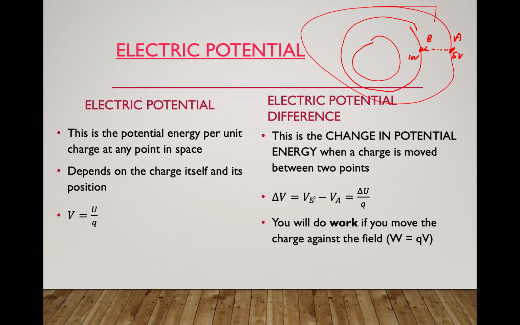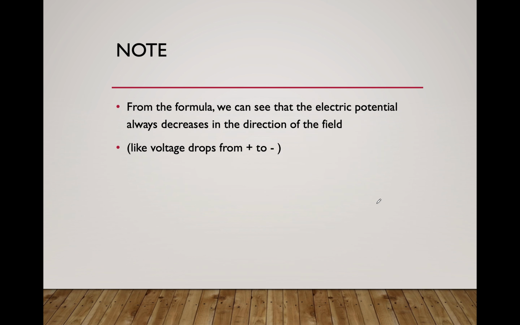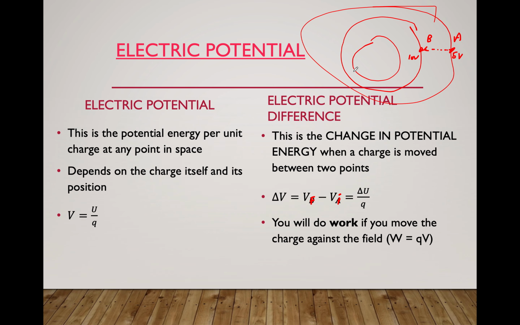V_B minus V_A, or I should actually more easily say V final minus V initial. That's the better way to say it. Final minus initial. Or the change in work, or the change in energy, divided by Q, which is the charge. So we can see that the electric potential is always decreasing in the direction of the field. So if the field, this is a positive charge, the field line is going out.